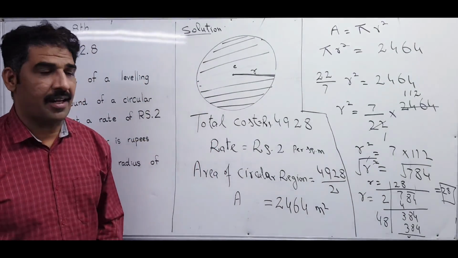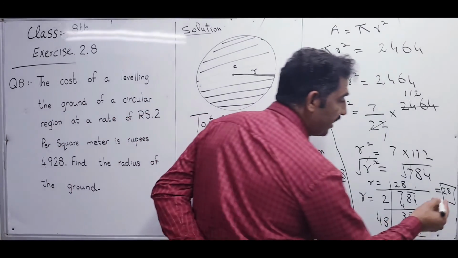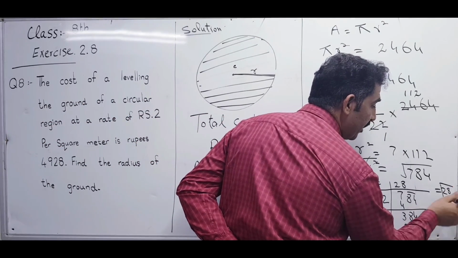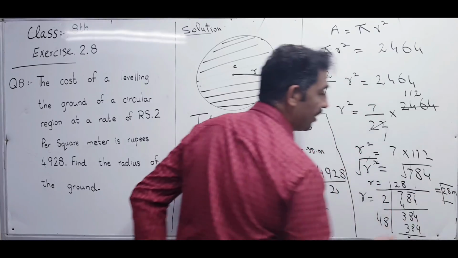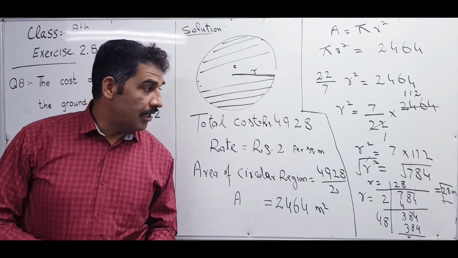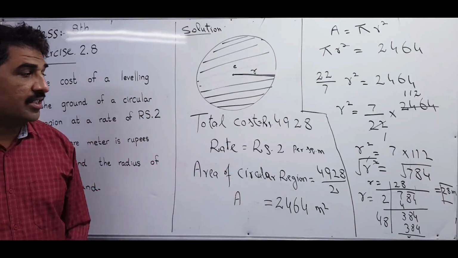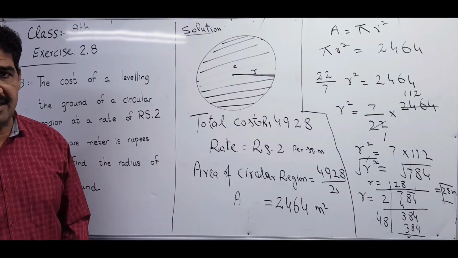But one mistake. What is that? Good. Because I did not mention the unit here. The unit must be mentioned, because we don't know whether 28 is meter, centimeter, kilometer or feet. That's why the unit must be mentioned. After that, the question is complete. Okay.